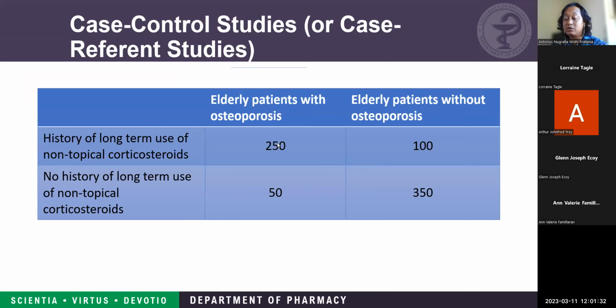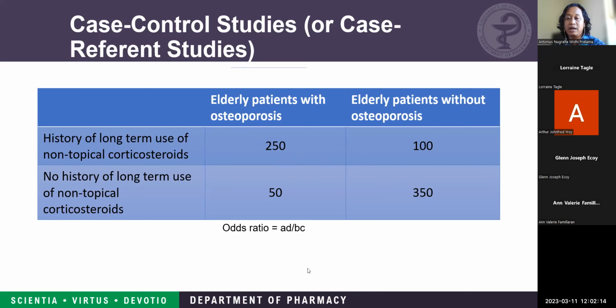create 2x2 tables. Actually, if you are using a statistical tool, then you do not have to create this table, because the statistical tool will calculate the results. So the odds ratio is AD. This is A, B, C, D. A multiplied by D, and then divided by B multiplied by C. So the result is 17.5, for example, like that.